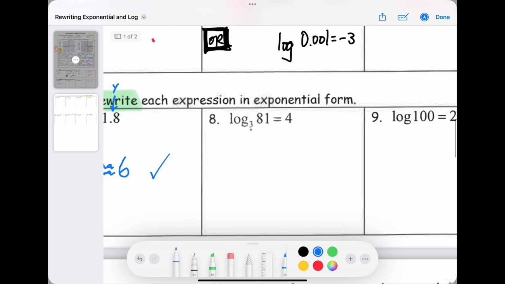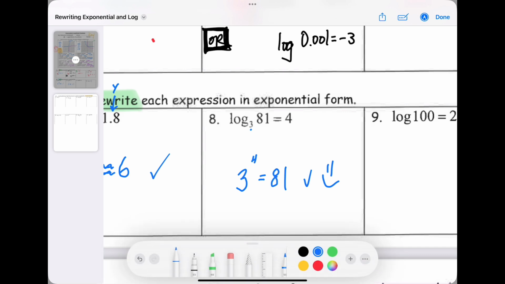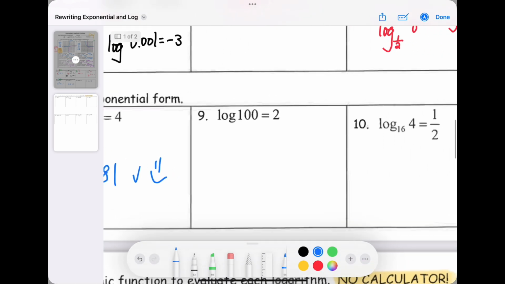All about the base. So what do you see in my base? The base is 3. So we know that x and y switch. So 3 to the power 4 is equal to 81. This makes sense: 3 times 3 times 3 times 3, the answer is 81. So you got it.